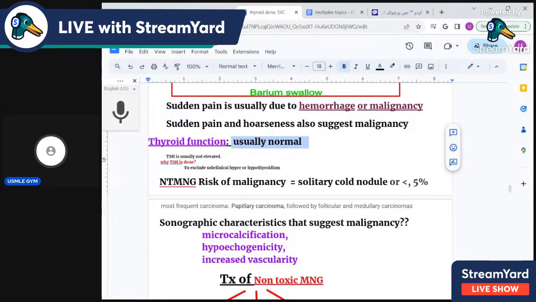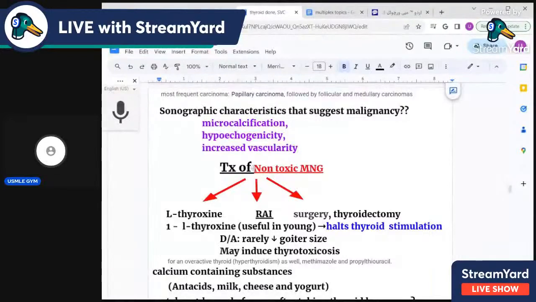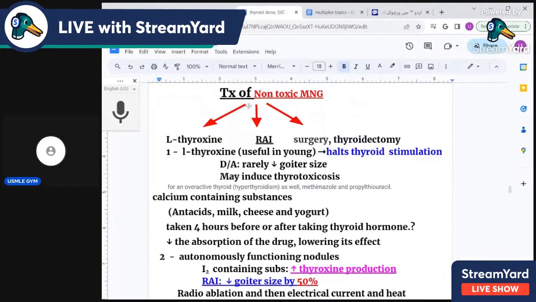The risk of malignancy is the same as that in a solid nodule. So the risk of malignancy in a solitary cold nodule or in multiple nodules is the same, about 5 to 10%. And what are the sonographic characters that suggest malignancy? I already explained: microcalcification, hypoechogenicity, and increased vascularity.